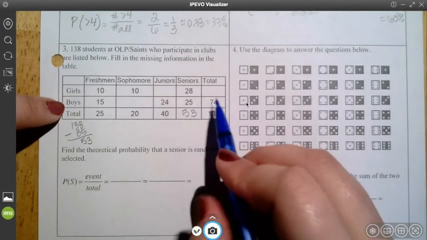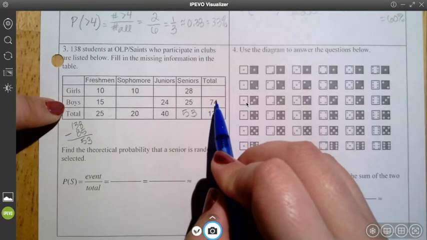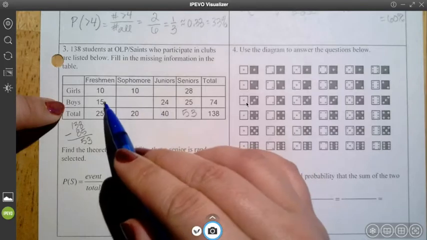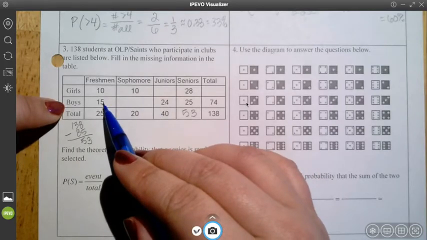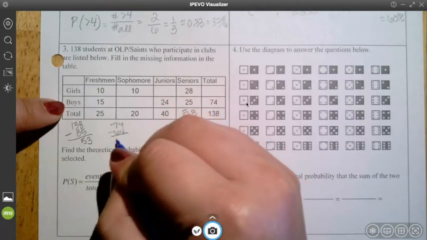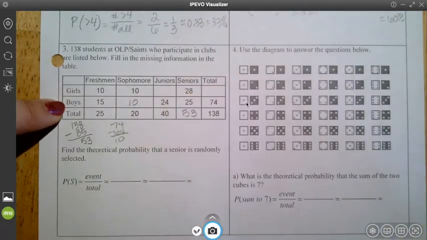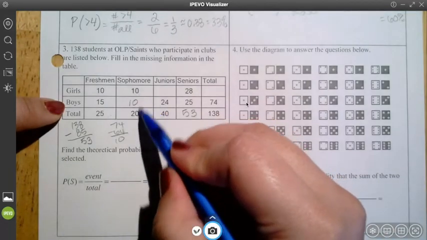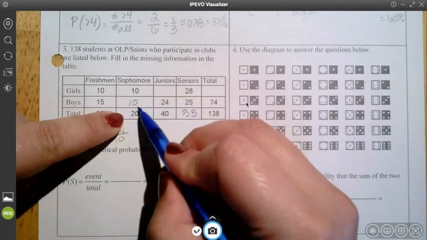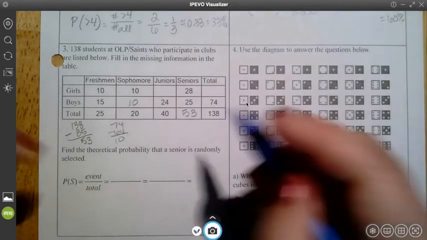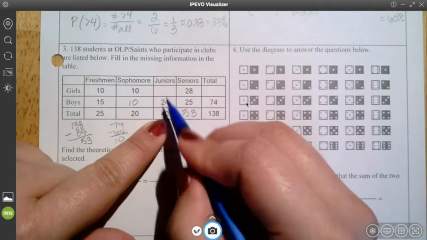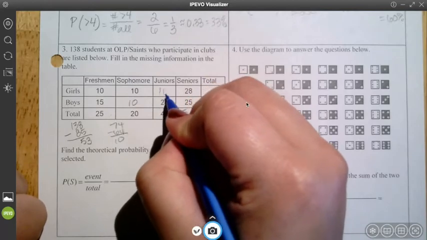How many are boys? Well, we know that 74 total are boys. So we have 25 and 24 is 49, plus 15 more is 64. So 74 minus 64 is 10 sophomore boys. You can also do it by looking at the total number of sophomores. Total is 20 sophomores, 10 of them were girls, then 10 must be boys. So of the 40 juniors, 24 are boys, how many are girls? 40 minus 24 is 16.